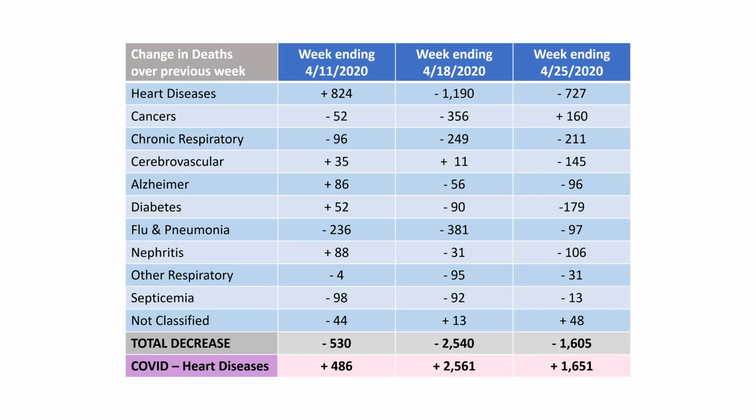And compare that to the number of COVID-19 deaths reported above the heart disease death number of 2,561. Don't shoot the messenger. I didn't make up those numbers. Please have a look at them and tell me what you think.